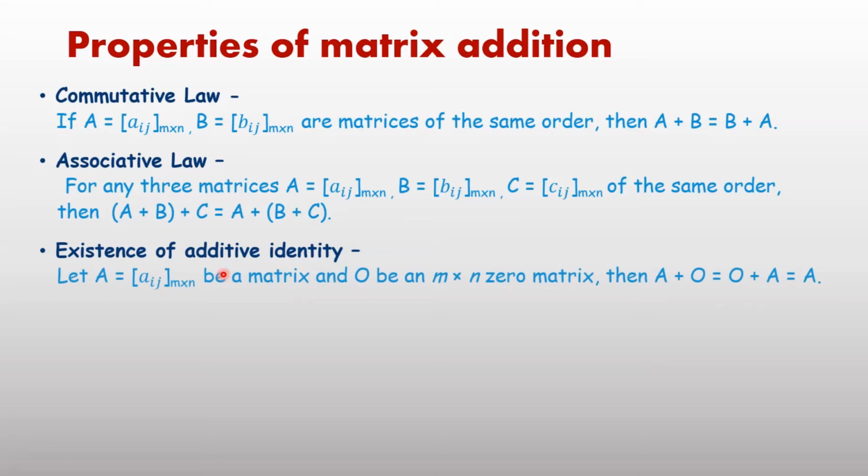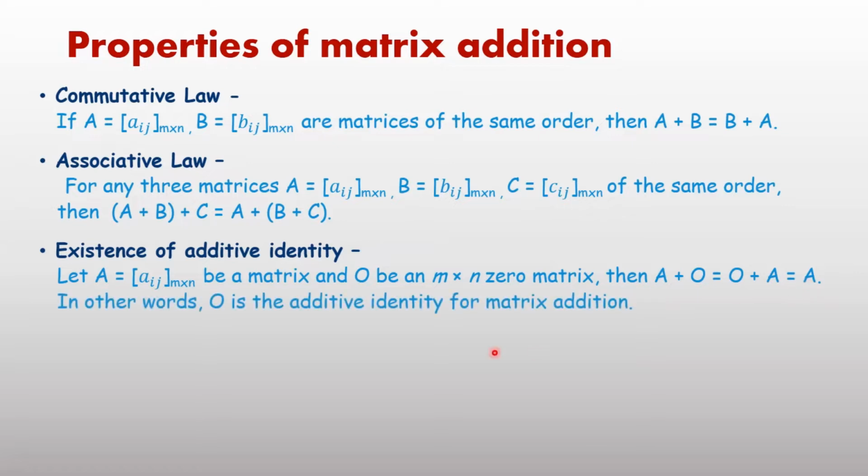Additive identity. Additive identity means that you are going to find a matrix which if we add in A, matrix A remains the same. Usually, you can write 0 matrix. If you add 0 matrix in matrix A, then you will get result as A, means A plus 0 or 0 plus A equal to A. Then 0 matrix is known as additive identity for matrix addition.